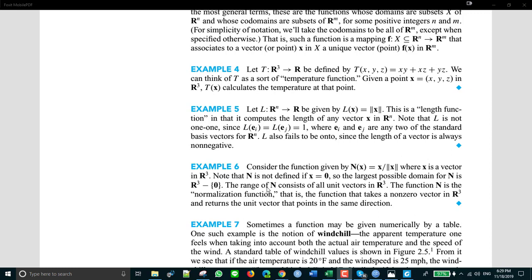The range of n consists of all unit vectors in R3. Okay, so the range is all unit vectors in R3. Oh, sorry, it's not all of R3. Only the range is all unit vectors in R3. The codomain, I guess, could be all of R3. The function n is called the normalization function. That is the function that takes a non-zero vector here in R3, and returns the unit vector that points in the same direction. So that's called the normalization function.